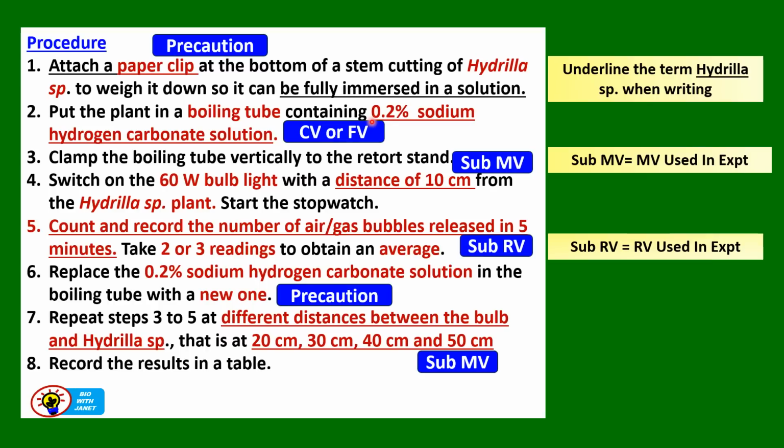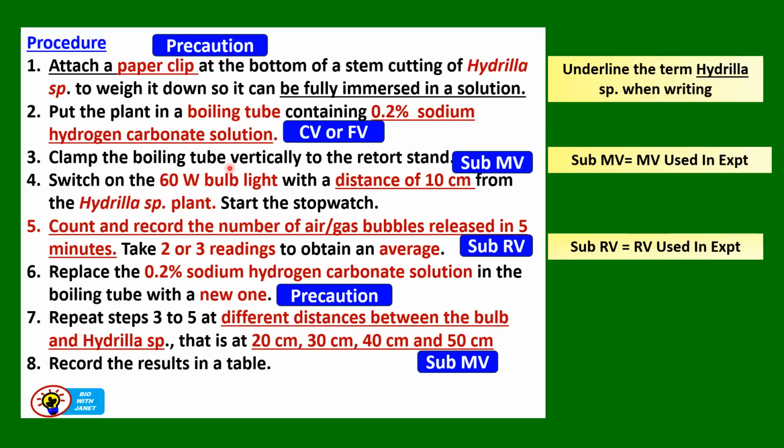Maybe you can pour the solution in the boiling tube until it reaches near to the top. Then you can start the experiment. So here the volume of the sodium hydrogen carbonate solution is not mentioned. Now, your 0.2% sodium hydrogen carbonate solution is the CV, the constant variable, or the fixed variable, FV. That means it's the concentration of the sodium hydrogen carbonate solution. That is the constant variable.